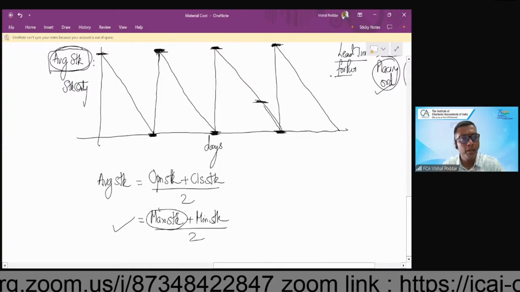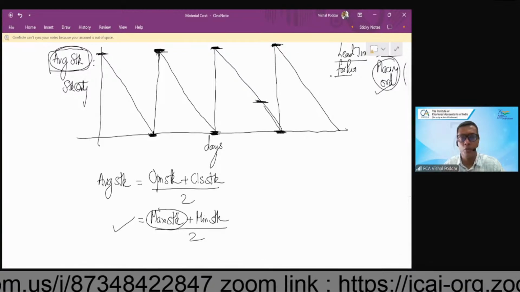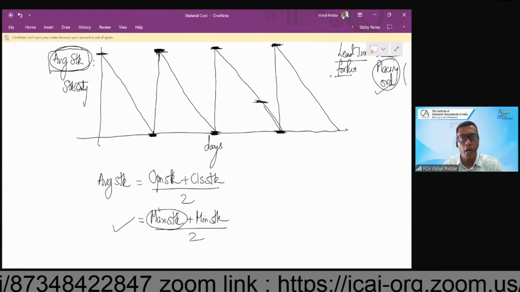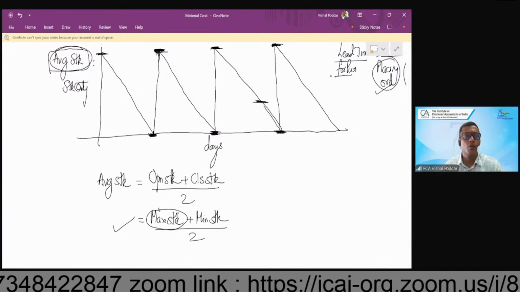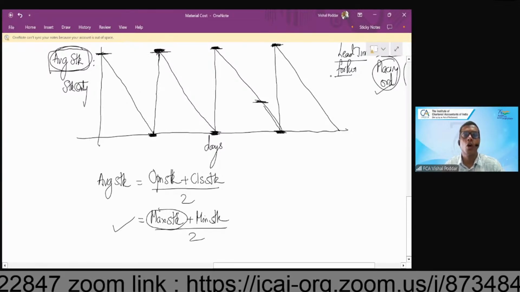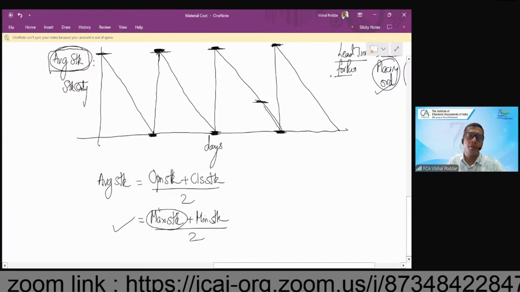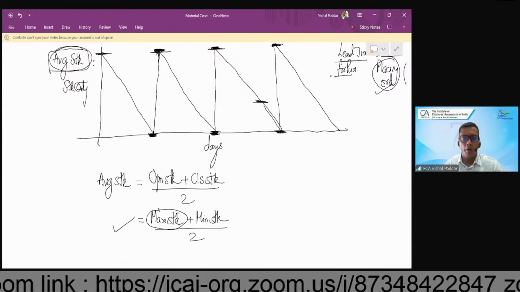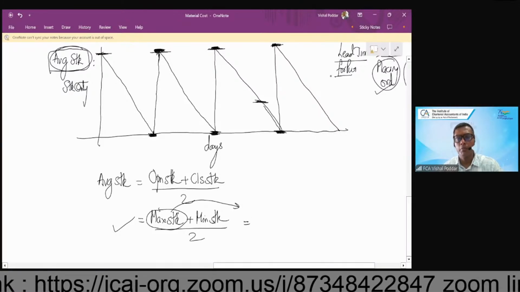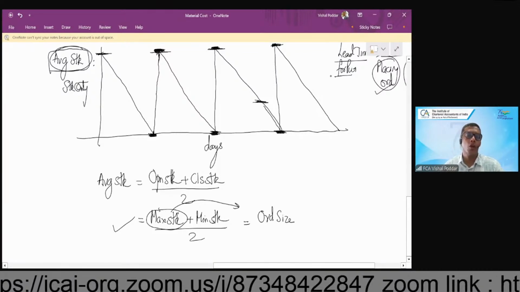And when I was explaining this graph, if you have paid attention, I've always been saying, pay attention to the words that I use. When I was explaining this graph, what I explained was, this is the quantity for which I place order, because that is how much I receive in my godown. So my maximum stock is nothing but my order size. That is the first column.